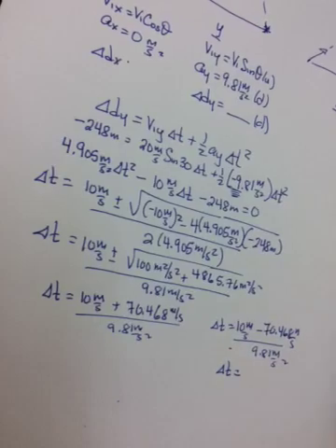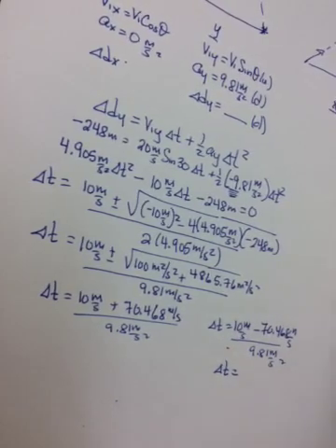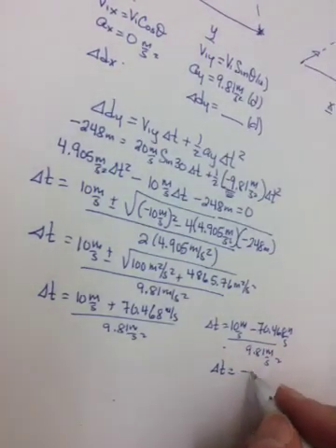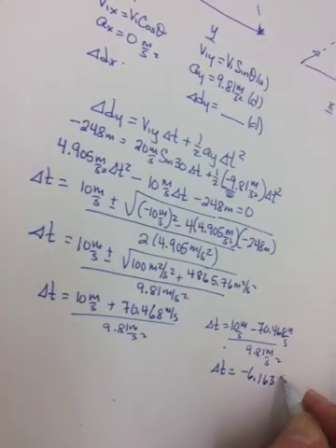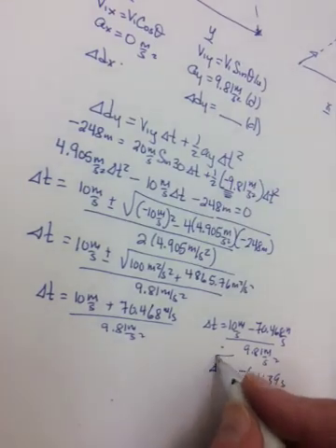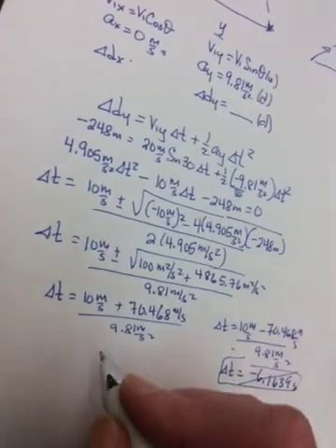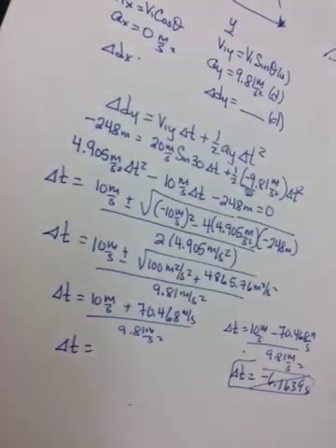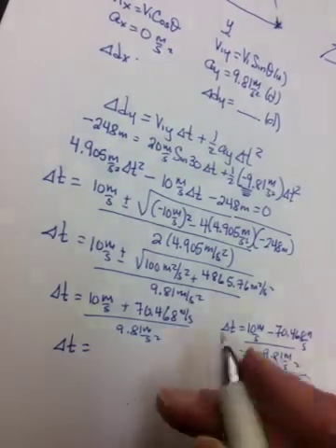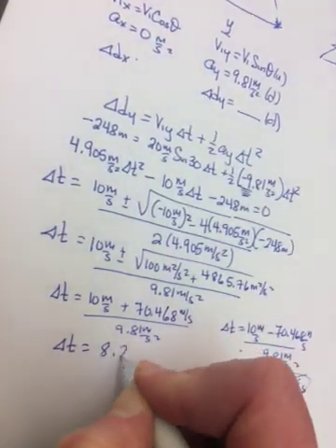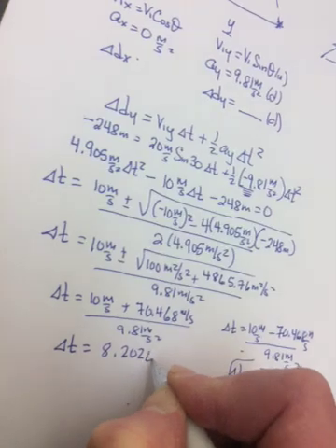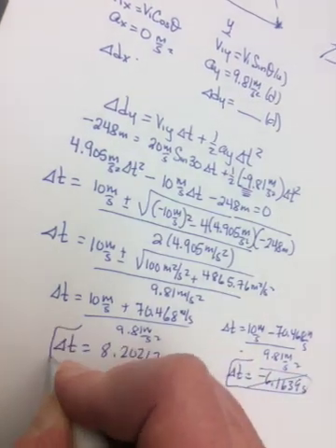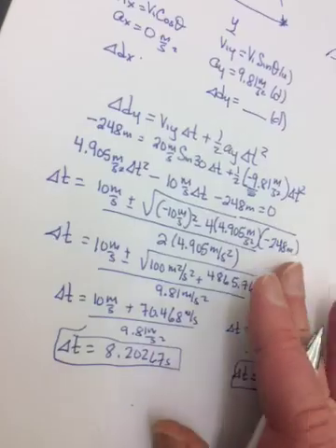All right, so we'll take 10 away from that, divide by 9.81, and we get negative 6.1639 seconds. Obviously, it cannot be this one, so it has to be this one. So we add 10 to that and divide by 9.81, and we get 8.20267 seconds. And this is the full time that we found.